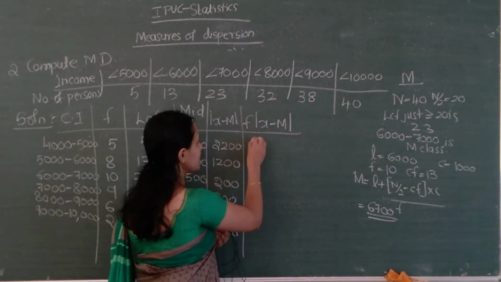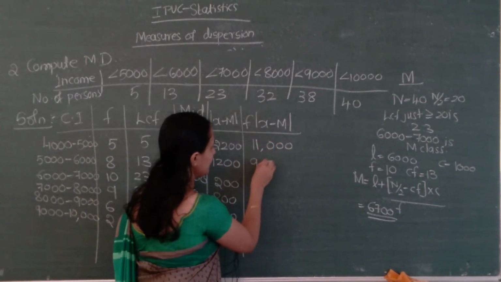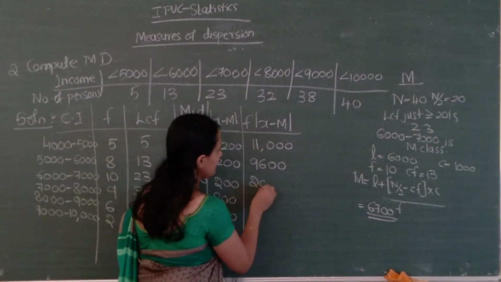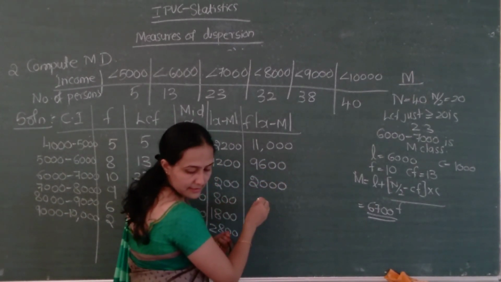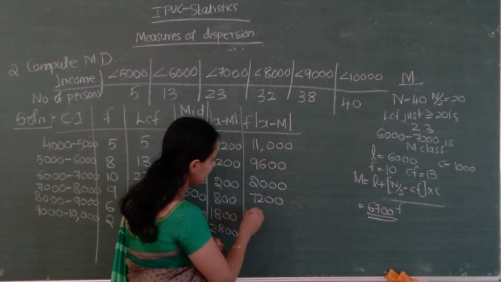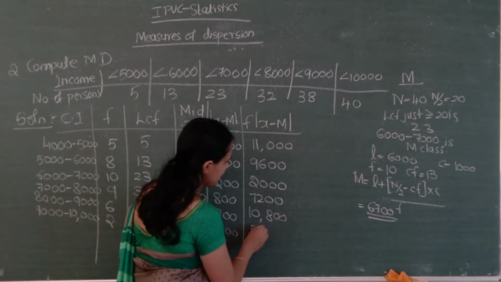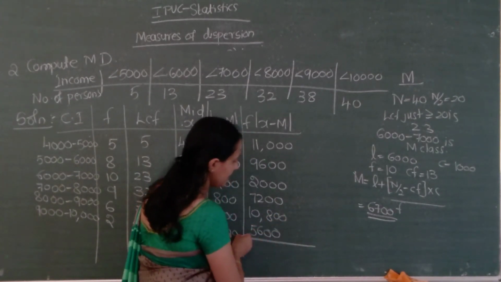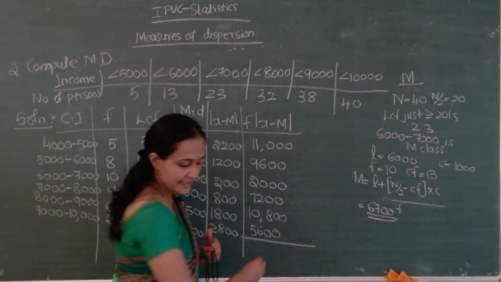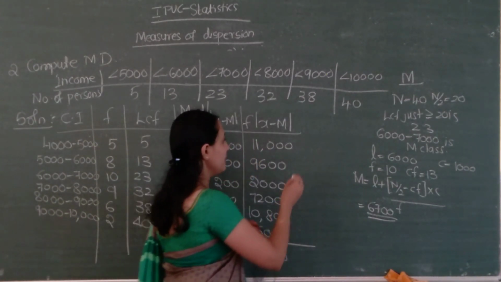First one 11,000, next 9,600, next 2,000, next 7,200, next 10,800, last one is 5,600. Its total is required to compute mean deviation from median, isn't it? Answer is 46,200. Next, apply the formula.